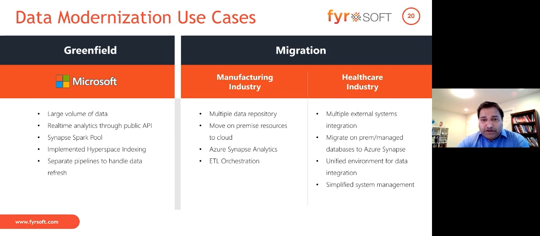And then two more case studies on migration. These are typical industry cases where they have multiple data repositories spread across their ecosystem. Each team has built their own repository, or has been building it for multiple years. And we are helping them move those resources into the cloud and also bring in Synapse as well. And then there is one healthcare case study as well, which I'll be talking about.